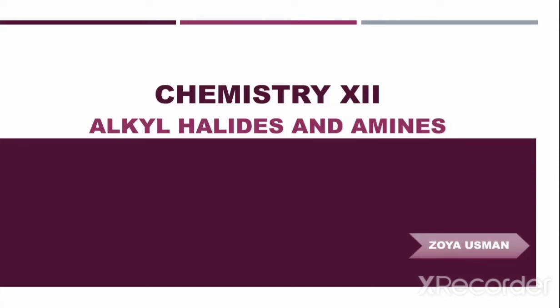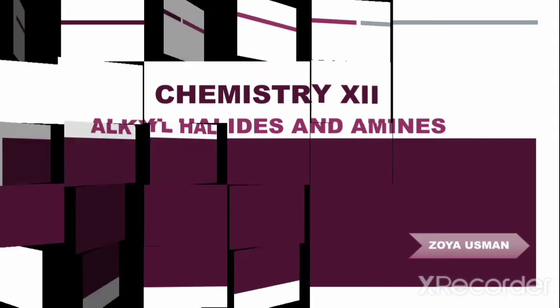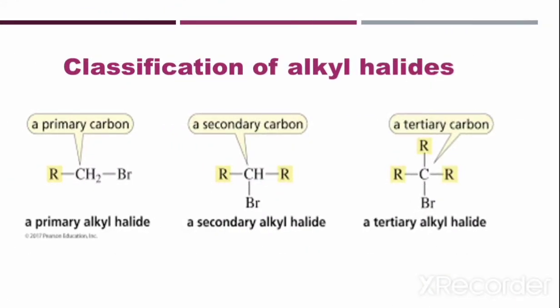So today we will start our new chapter, that is alkyl halides and amines. So in this video we will learn about the alkyl halides. Firstly we will discuss the classification of alkyl halides. There are three classifications of alkyl halide: primary alkyl halide, secondary alkyl halide and tertiary alkyl halides.